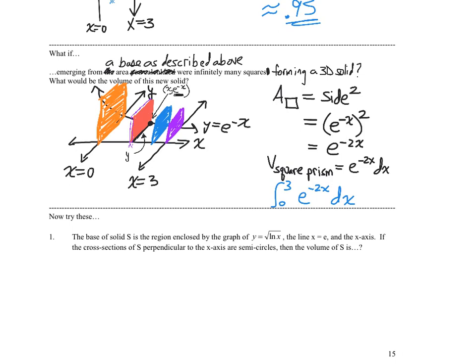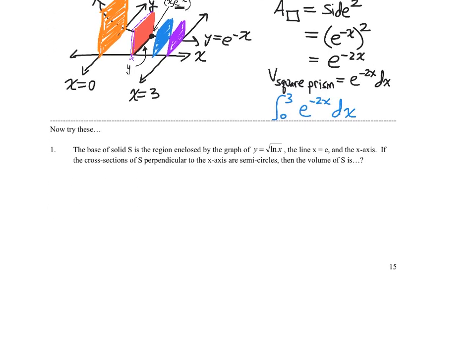So looking at the second one, or number 1, the base of solid S is the region enclosed by the graph of y equals the square root of the natural log of x, the line x equals e, and the x-axis. If the cross sections of S perpendicular to the x-axis are semicircles, so not squares anymore, but semicircles, then the volume of S is going to be what? We're going to do the same thing. Square root of the natural log of x.